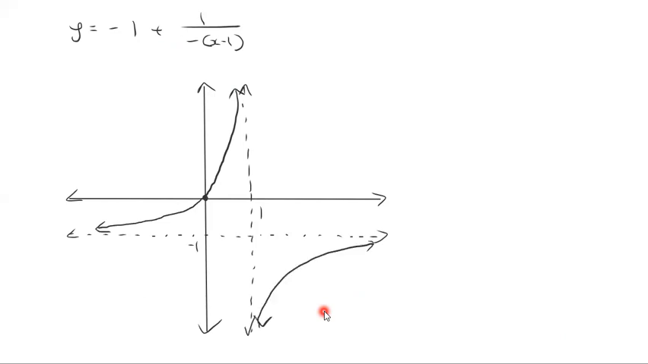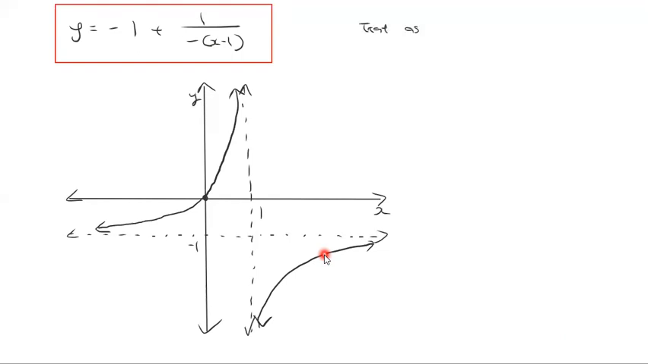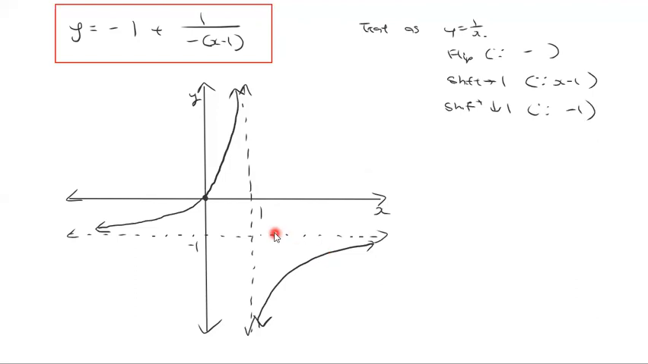And that's another reason why I like doing it this way, because not only does it help me work out the limit, I can basically read off from this what the graph will look like. What I'm basically saying is treat it as y equals 1 over x, but then flip it because it's negative, then shift it to the right by 1 because of the x minus 1, and then shift it down by 1 because of the -1. And that will give you this graph exactly.